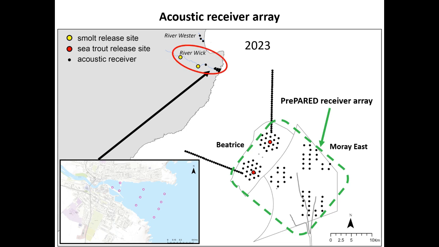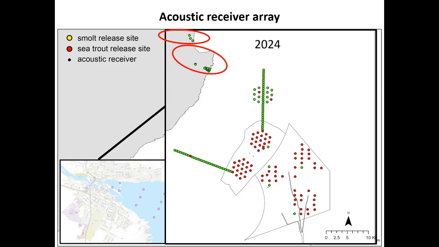We were tagging salmon smolts in the River Wick, in addition to adult sea trout from the River Wester in a translocation study which I'll talk more about. In 2023, all of the receivers were retrieved, so we have the data from all of those, whereas in 2024 it's only these green dot receivers that have been retrieved, so I'll be mostly talking about 2023 data today.